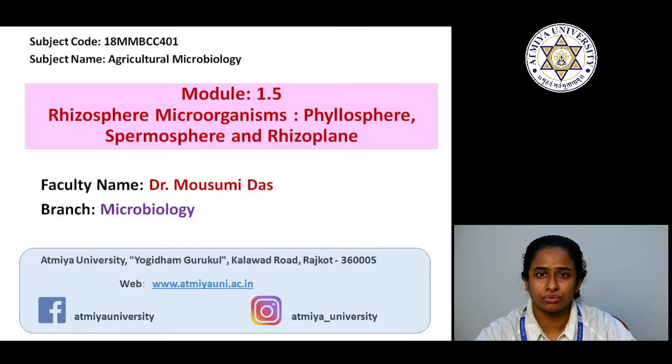I am going to deal with you in this agricultural microbiology course the topic which deals with three important terminologies which you should understand, that is rhizoplane, phyllosphere and spermosphere. These are the three important terms I am going to share with you today, with a little overview.